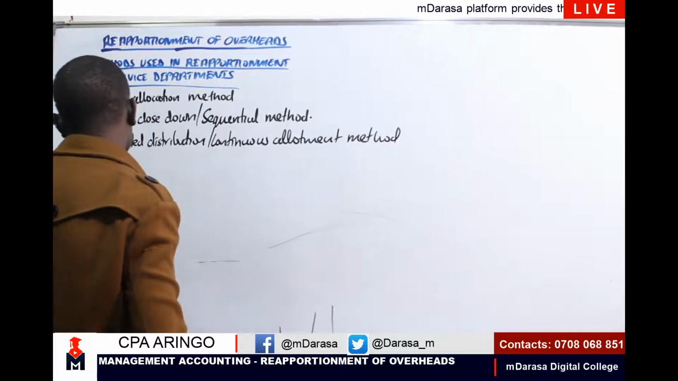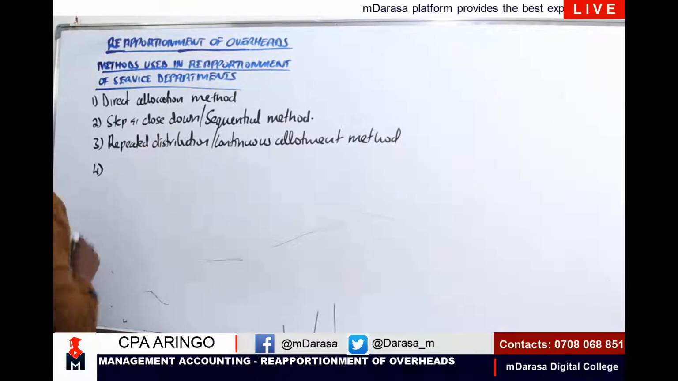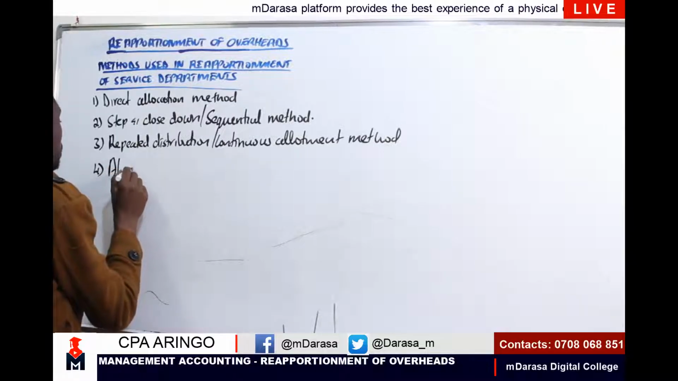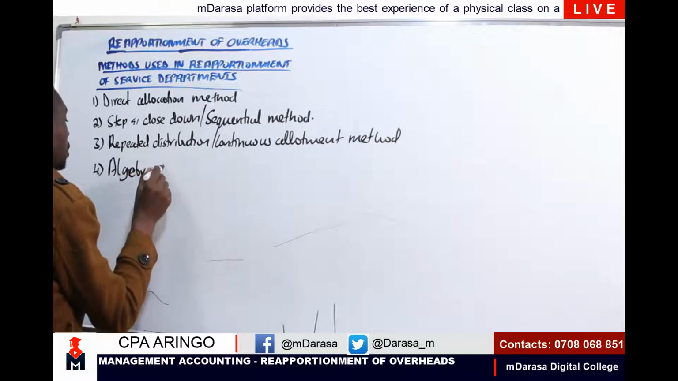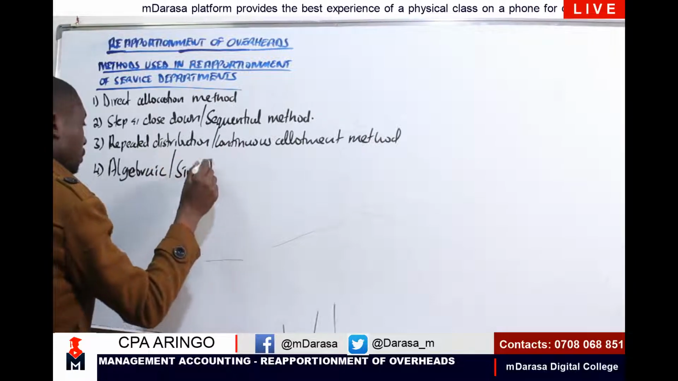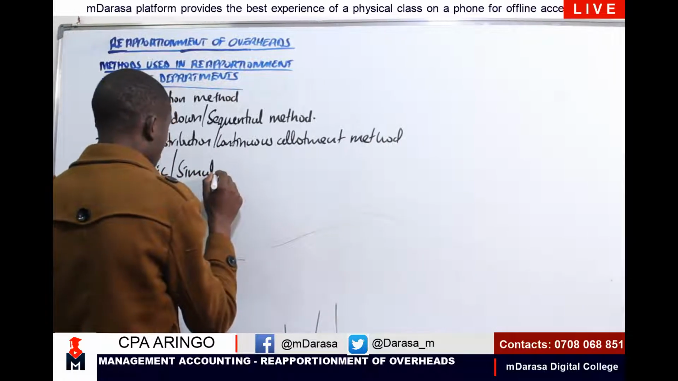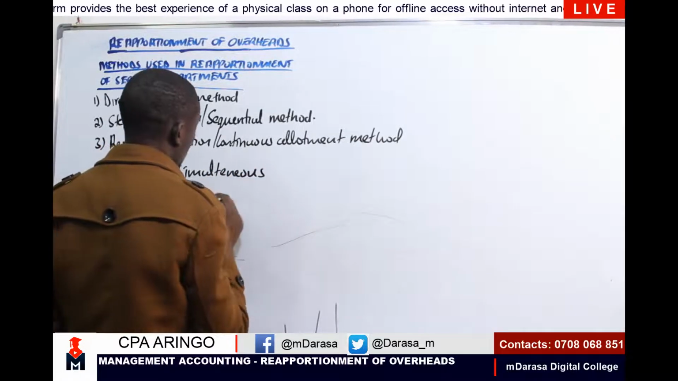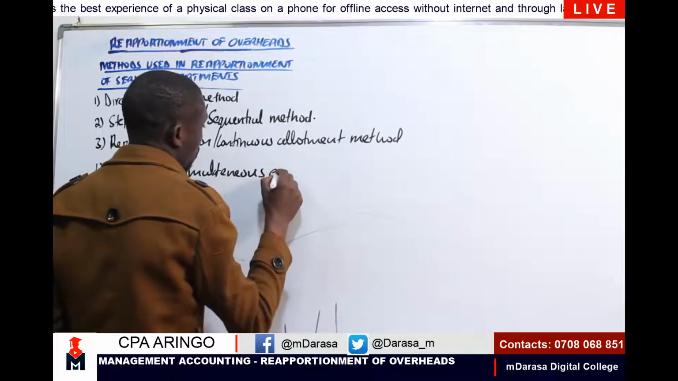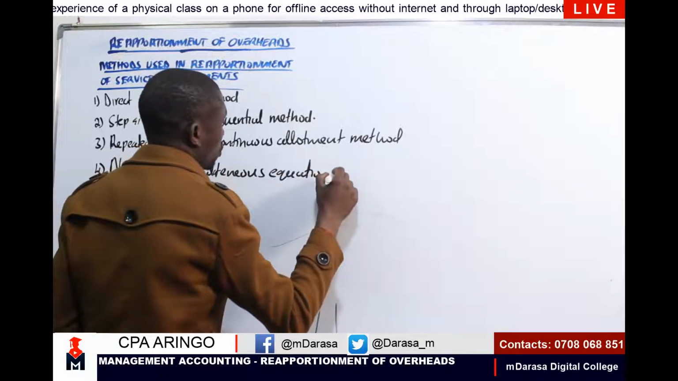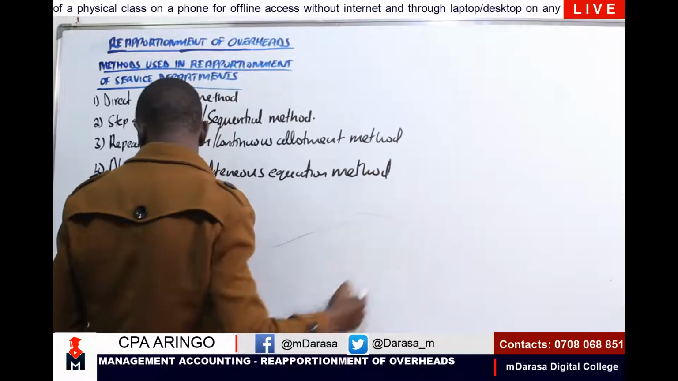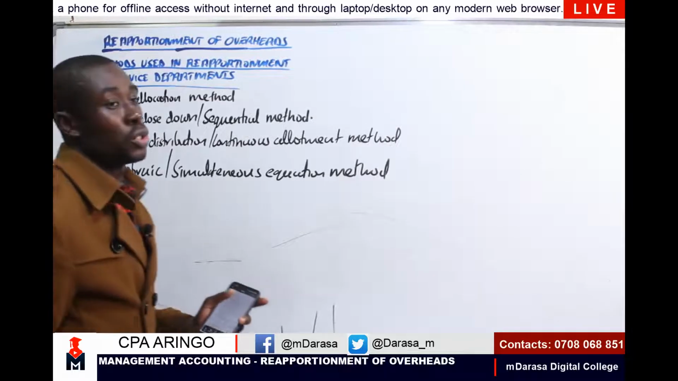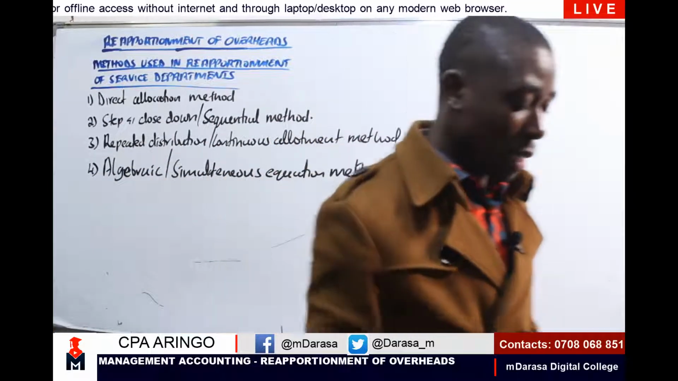And finally, we normally talk of a method known as the algebraic, or rather simultaneous equation method. So basically, these are the methods that we normally use in reapportioning our service department overheads.